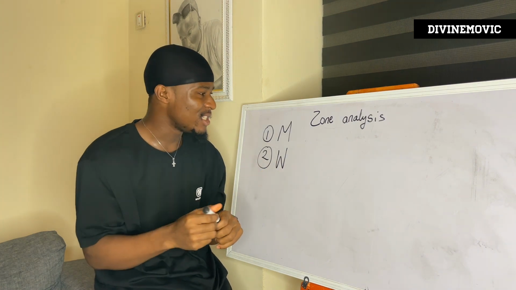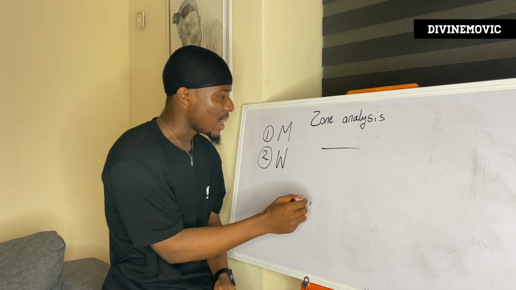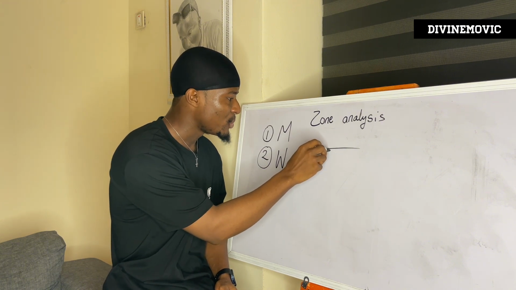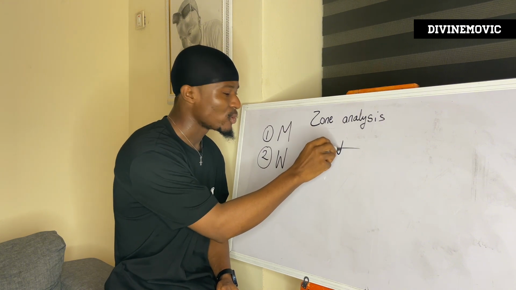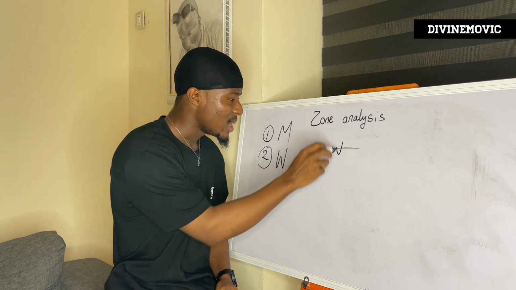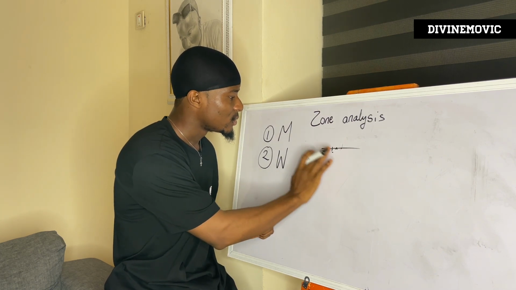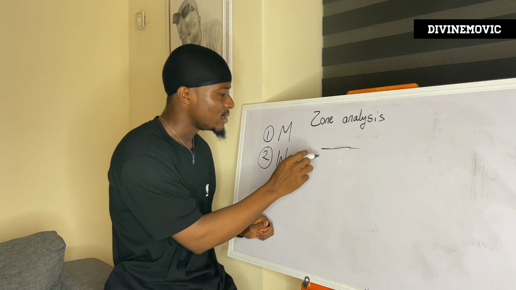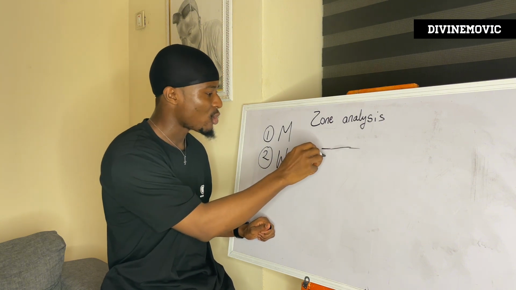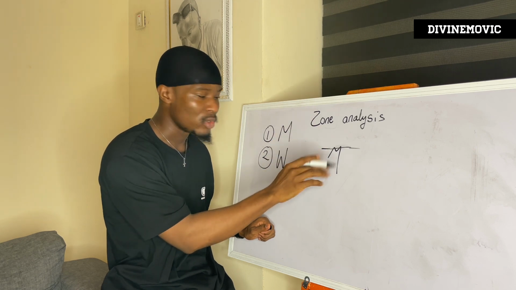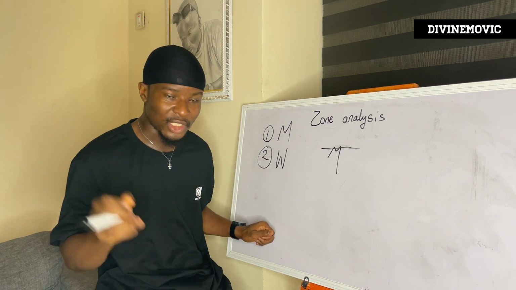For instance, if this place is our zone and price comes to this place, so we'll buy, and price gives you a W pattern here, it simply means that price is going to start going up. Now, if this place is a zone that we're looking to sell from, and price comes and gives you an M pattern, it simply means price is going to start going down. Let's go to the chart. I'll show you on the chart.